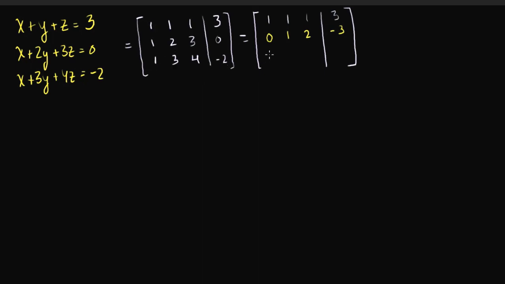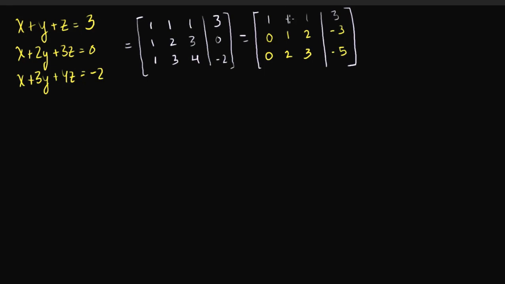So 1 minus 1 is 0. 3 minus 1 is 2. 4 minus 1 is 3. Minus 2 minus 3 is minus 5. Fair enough. So I got my pivot entry here. I have another pivot entry here. It's to the right of this one, which is what I want for reduced row echelon form.